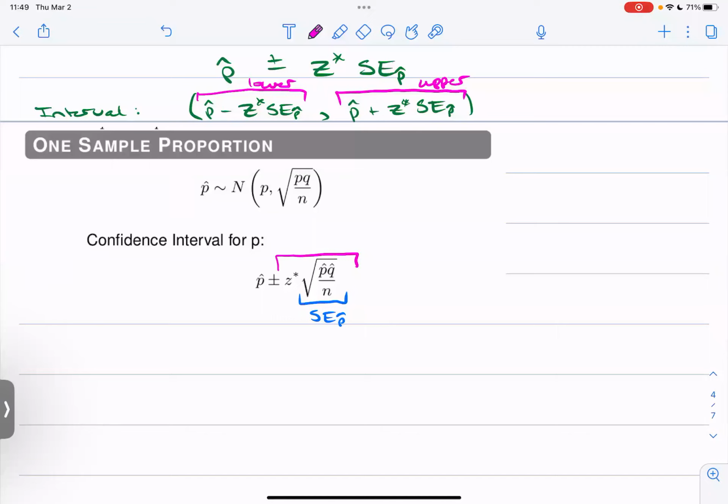Like scientific journals, then we usually report the margin of error.